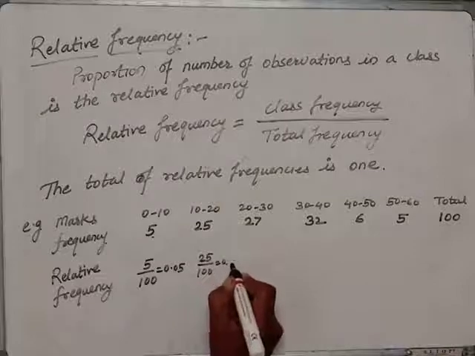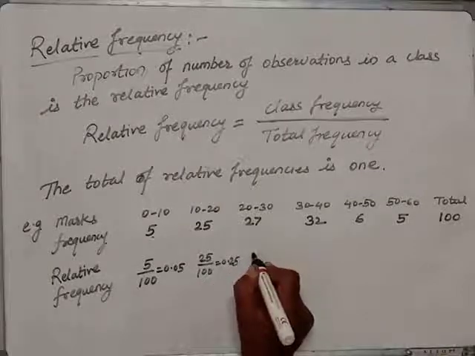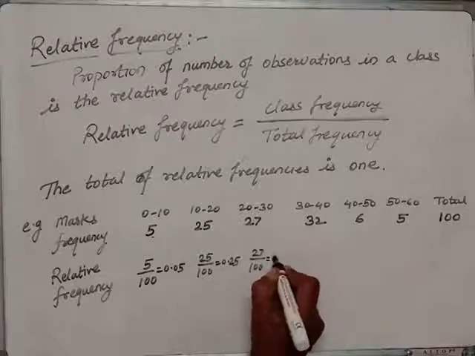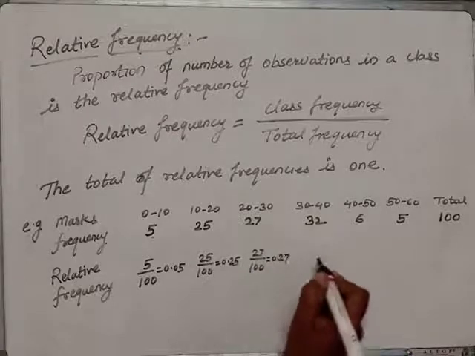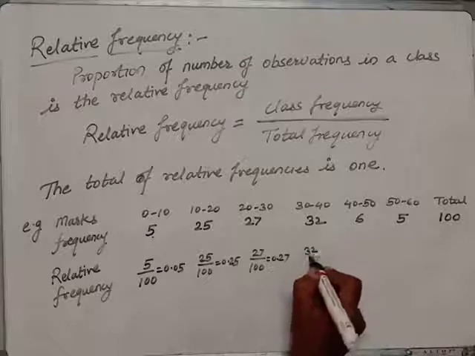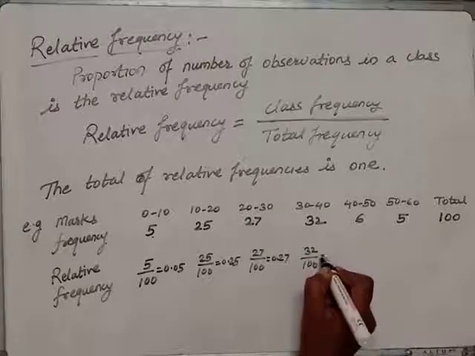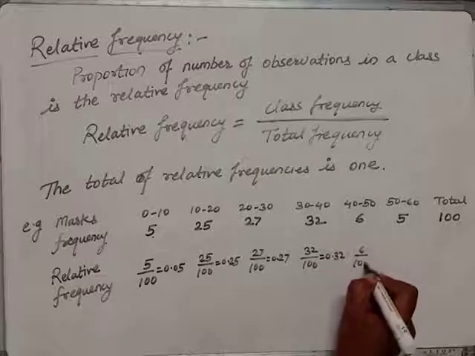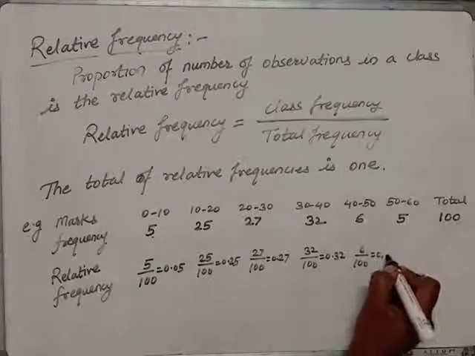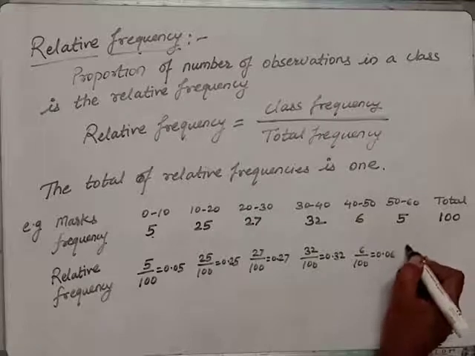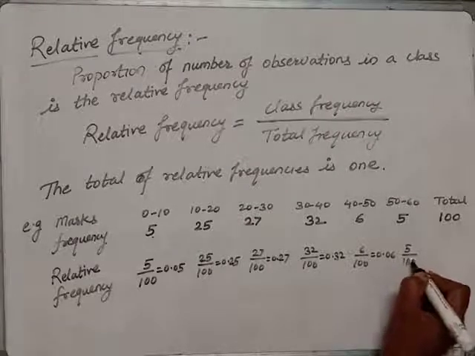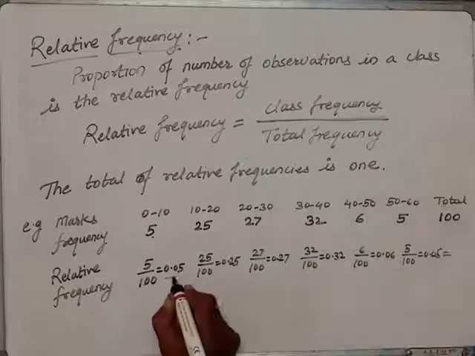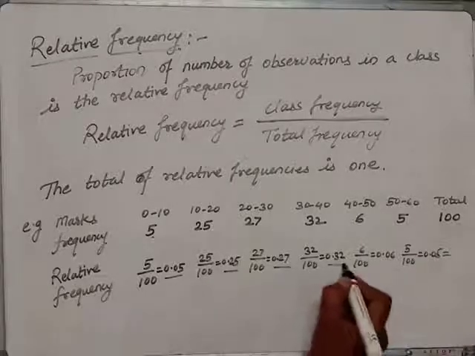So it is 0.25. Here it is 27 upon 100, so it is 0.27. Here it is 32 upon 100, so 0.32. 6 upon 100, so it is 0.06. Here it is 5 upon 100, so 0.05.